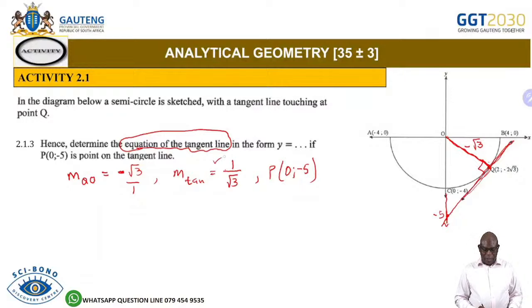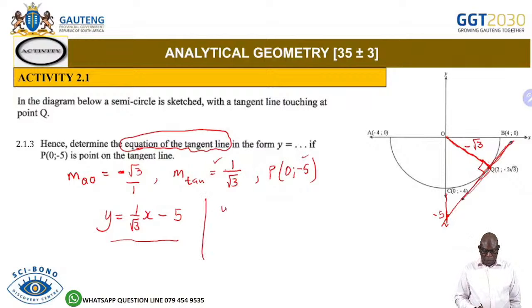I have the gradient, I have the c, so I can write the equation. So my equation will be y equals mx plus c. My m is 1 over square root of 3. Remember, I must put an x minus 5. I can still do it by using y minus y1 equals m into x minus x1, but the answer that I'm going to get will still be the same. Okay, but I want you to try it like that.